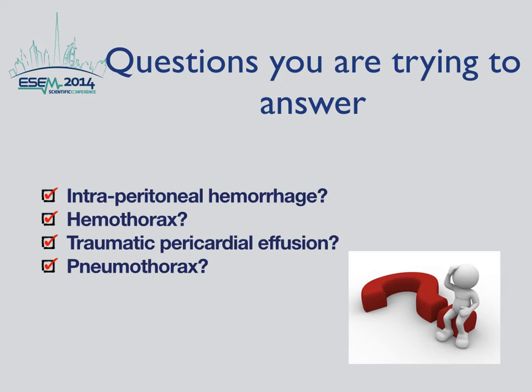So far, we have gone through the whole extended FAST exam, and we are able to answer 4 of the most important questions. Is there peritoneal hemorrhage? Is there hemothorax? Is there traumatic pericardial effusion? And is there a pneumothorax? In the next slide, I will review some papers on the sensitivity of FAST exam for these findings.